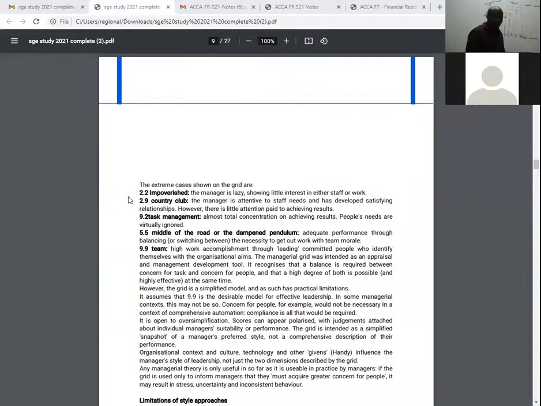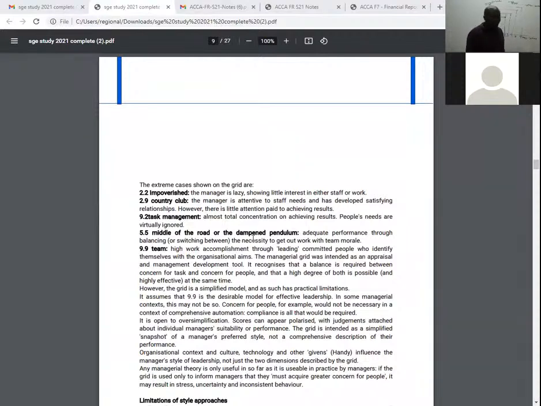Task-centered. To them, these are autocrats. To them, it is the end that justifies the means. Results. So long as we reach there, it doesn't matter how we reached, right? Even if it means that there is an employee who has to carry a whole donkey, so long as our tasks are done. So task management, almost total consideration on achieving results, people needs are virtually ignored.